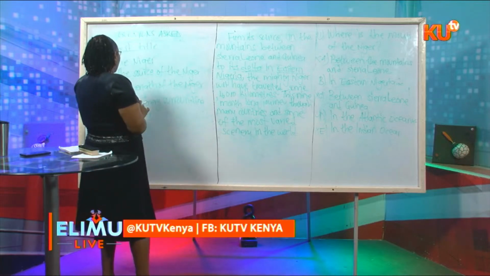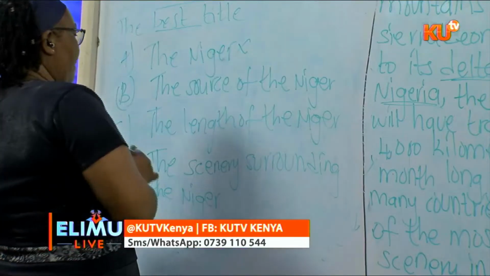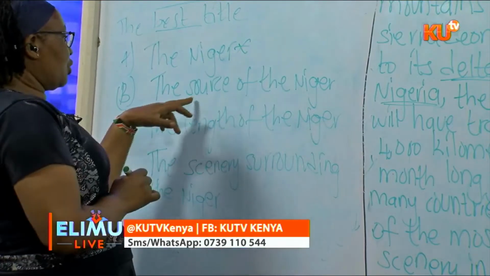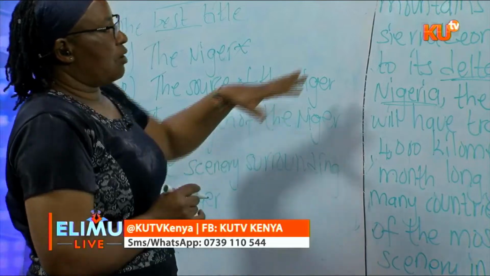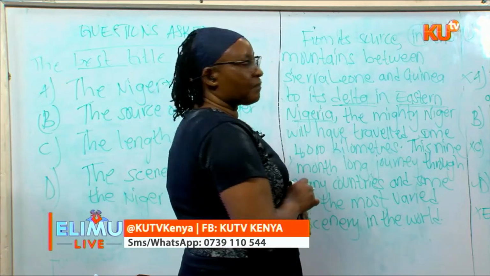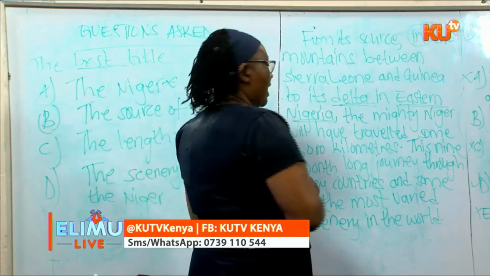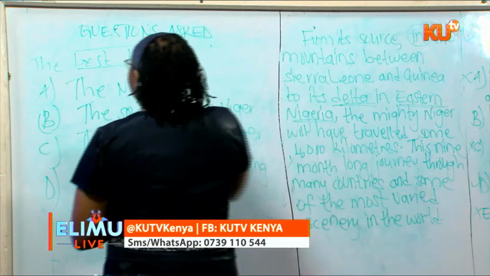So we start with A, the Niger. We put a star there. Now we go to the source of the Niger. Now we have not been talking about the source of the Niger throughout. It has only been mentioned as we are talking about the Niger. So that one is not the correct answer.